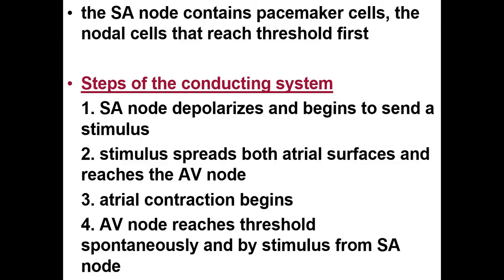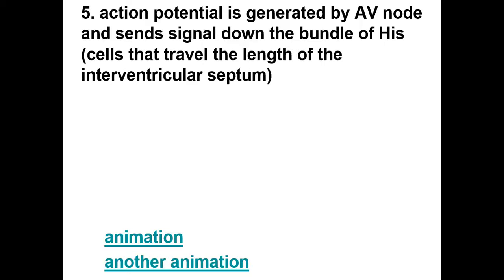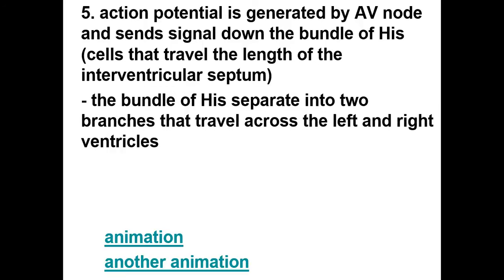That AV node sends that signal down throughout the bundle of His. Now, the bundle of His is the first section just after that AV node. The bundle of His then branches out into two separate branches in the interventricular septum, which become the bundle branches. It travels down that interventricular septum, sweeping to the apex, and then it sweeps across and fibrously branches out into what are called the Purkinje fibers. The Purkinje fibers are distributed across the entire ventricular walls.